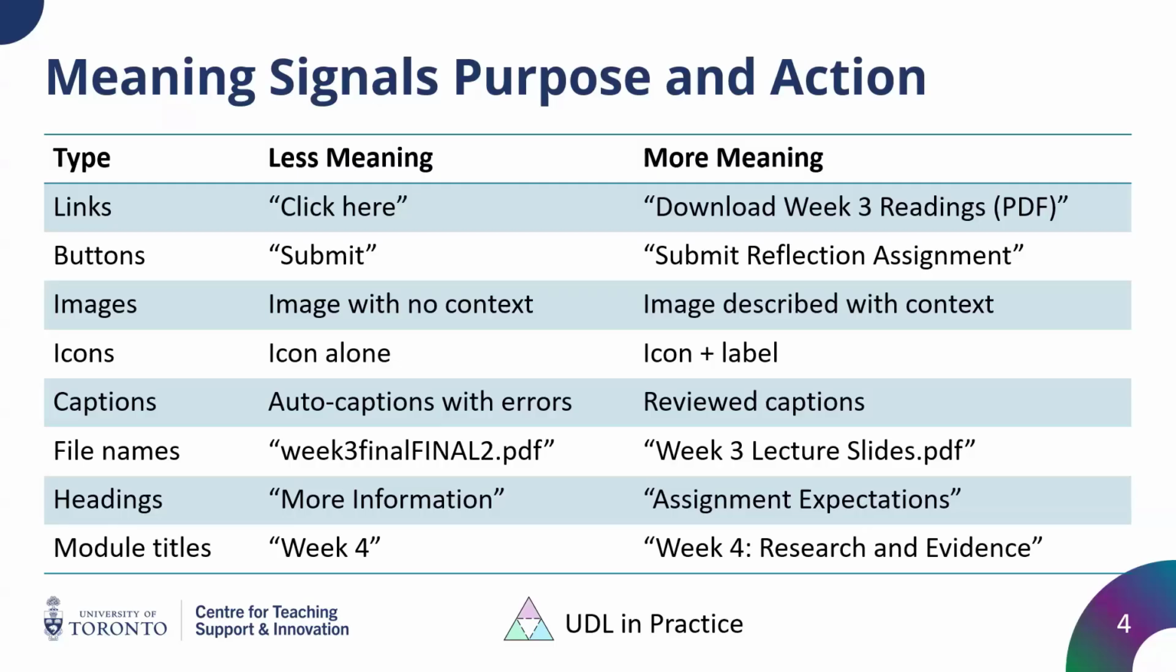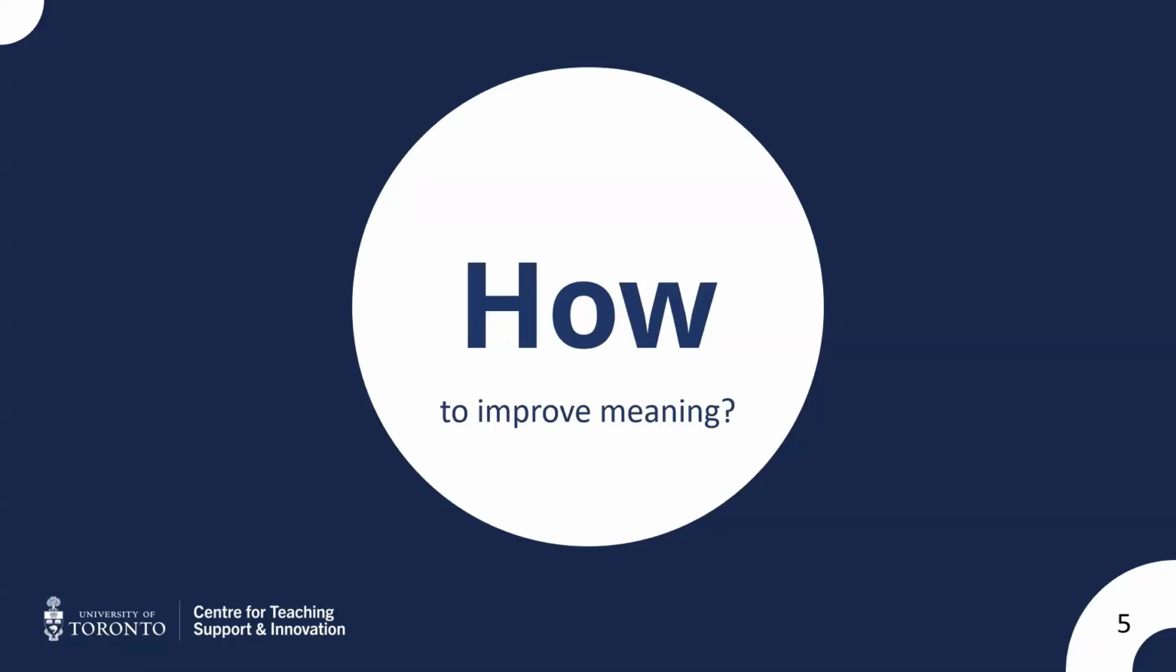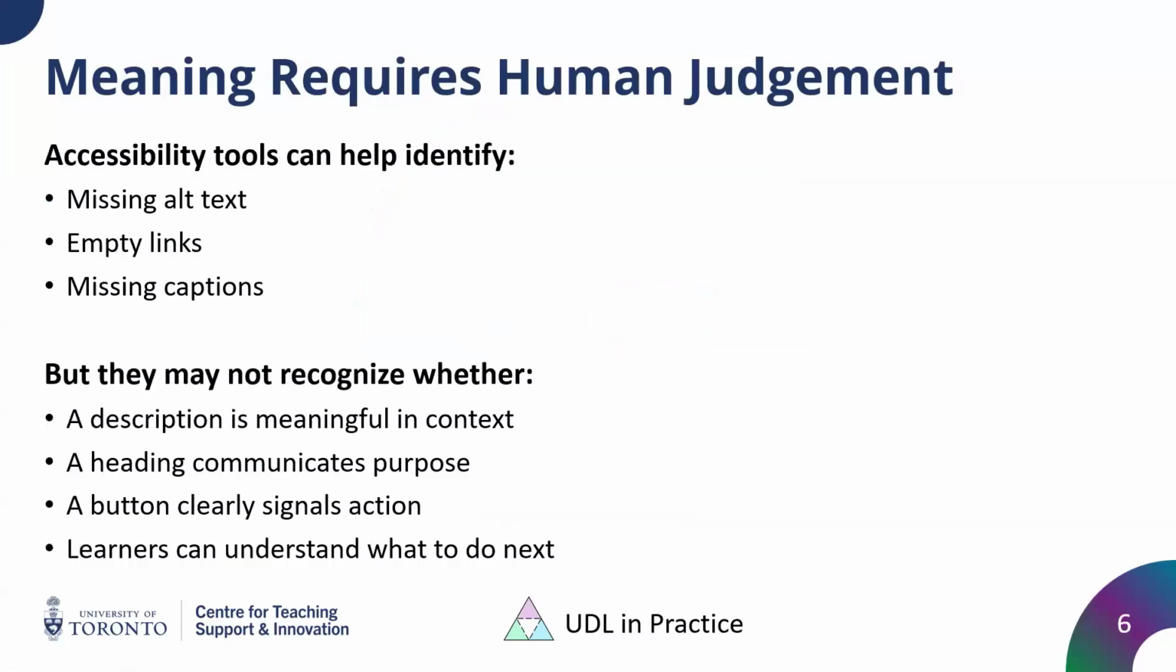And things like module titles, love that lots of instructors are using module titles like week 4. But maybe you could remind them, hey, what are we talking about in week 4? Or maybe this is just one page within the week 4 module. So this page is talking about research and evidence. How to improve meaning. Now, one thing to emphasize in this area is that meaning requires human judgment.